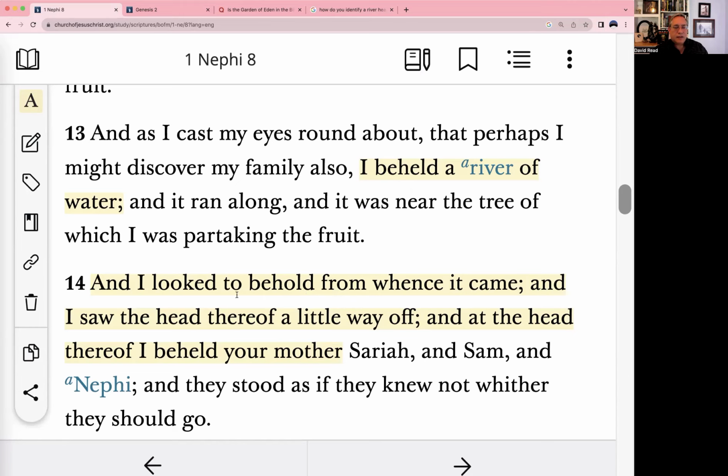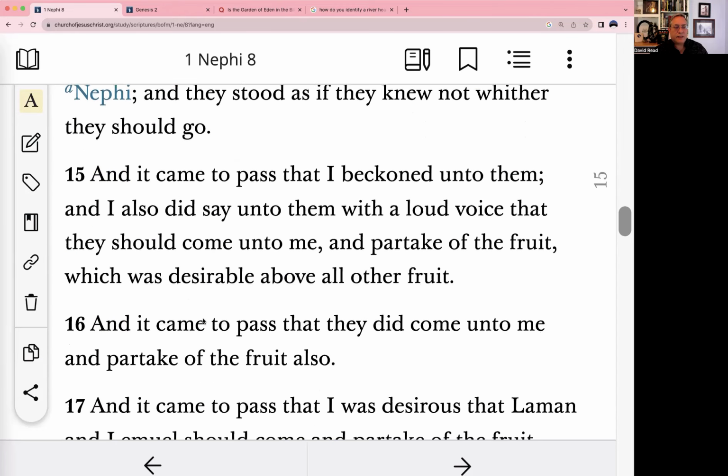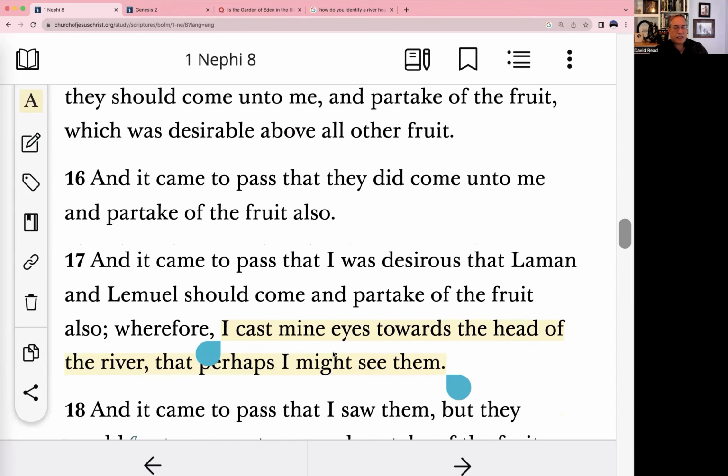So here, the use of the head indicates that it's the place where the river comes from. So he looks to the place where the river came from, whence it came, and then he sees the head of the river, he sees the family, and then he looks towards the head of the river again to look for Laman and Lemuel. So this use of the head with relation to a river seems to fit the dictionary definitions pointing to the head of the river, meaning the source or from where the river comes from. So at the very least, it's looking upstream of the river to where the river comes from.